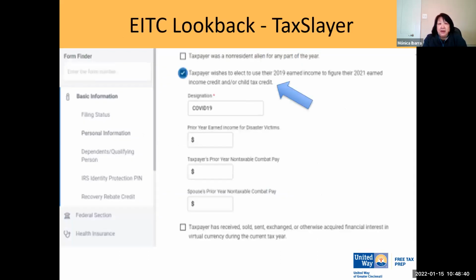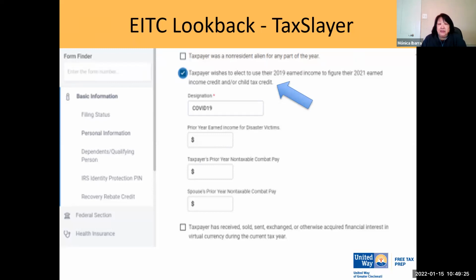Right, so this is where the look back is. You'll see on the left-hand side, we're in the basic information tab. And you just scroll down, and there are a whole bunch of check boxes that you will see. And you just find the one that says that the taxpayer wishes to elect their 2019 earned income to figure their 2021 earned income credit, or the child tax credit. The reason is for COVID-19, that is automatically filled in.